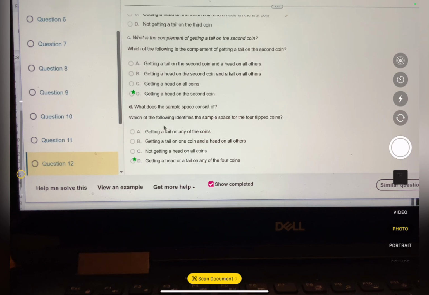What do we have here? What does sample space consist of? Sample space means all possible outcomes. Okay, all possible outcomes. Well, let's see. Which of the following identifies the sample space for the 4 flipped coins? We have 4 coins flipped. Getting a tail on any, meaning 1, so that's not a sample space, right? Getting a tail on 1 coin and head on all others.